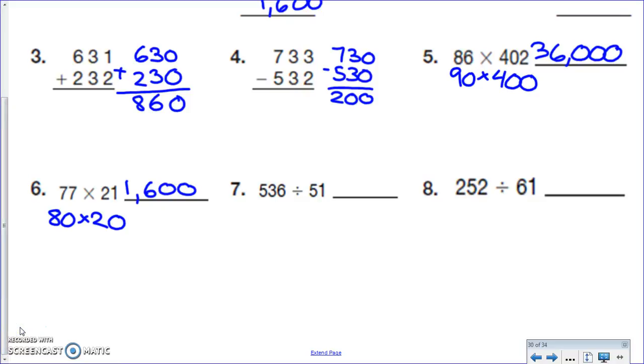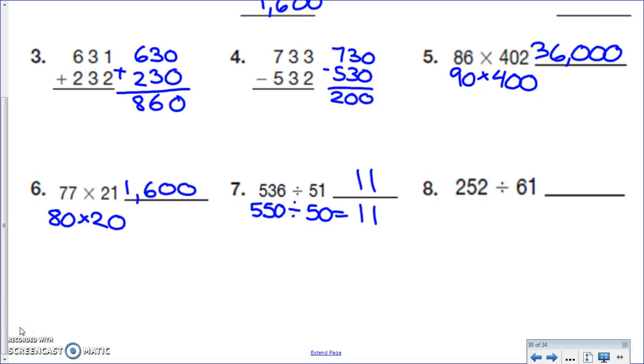For number 7, we have 536 divided by 51. So since it's division, we need to use compatible numbers. So the first thing we do is we're going to round the 51 off to 50. Next, we're going to look at what is closest to 536 that 50 goes into. So it could be 500, it could be 550. 550 is slightly closer to 536, so we're going to use that as our compatible number. And 50 goes into 550 11 times.